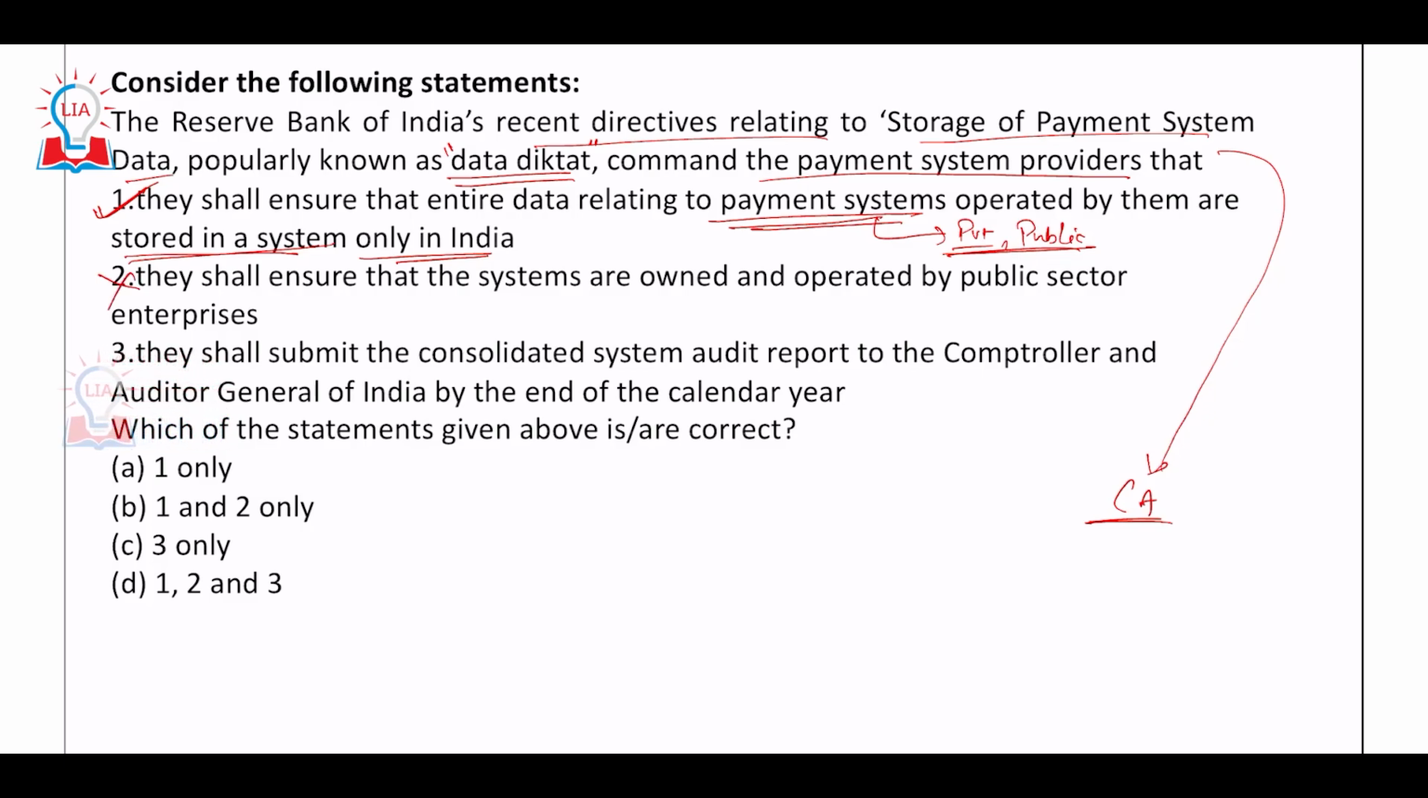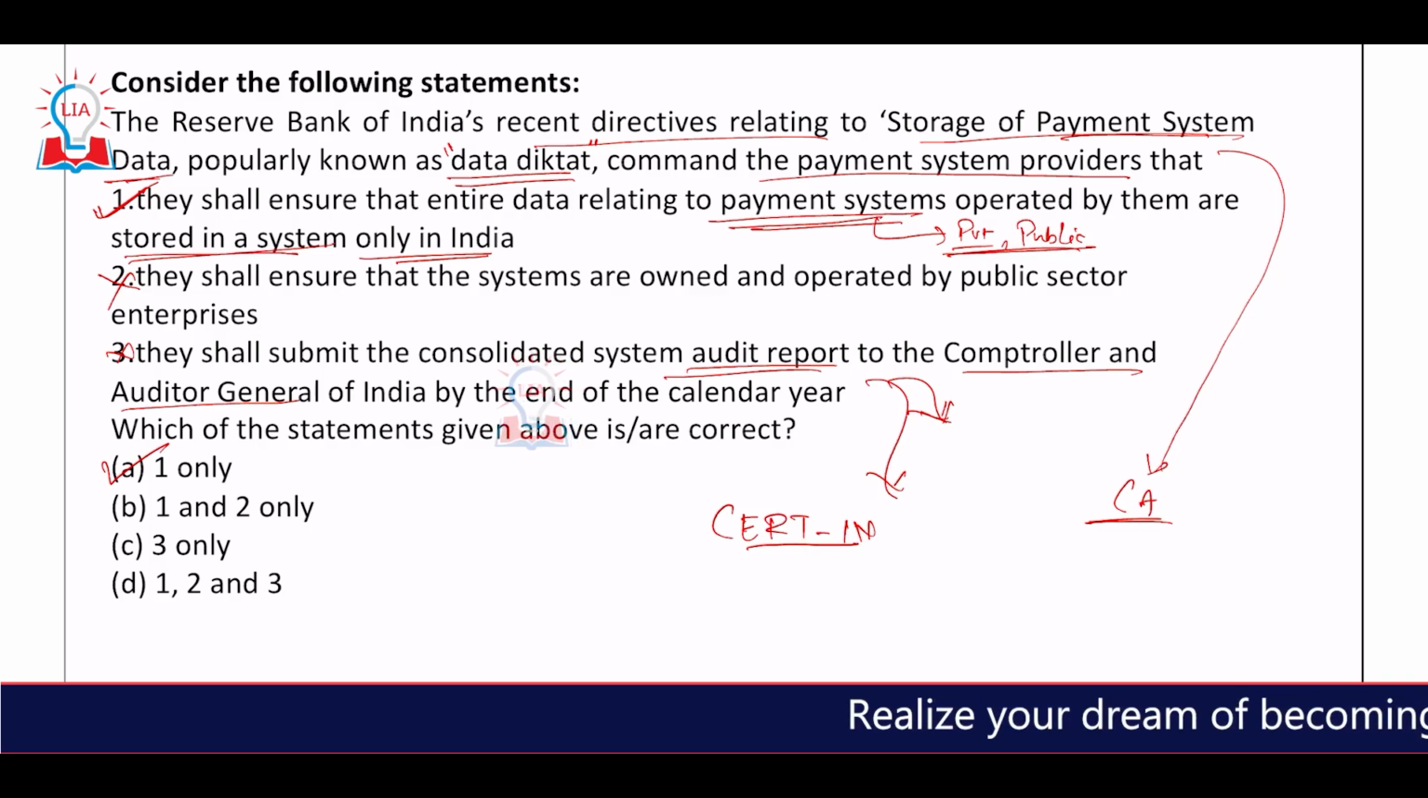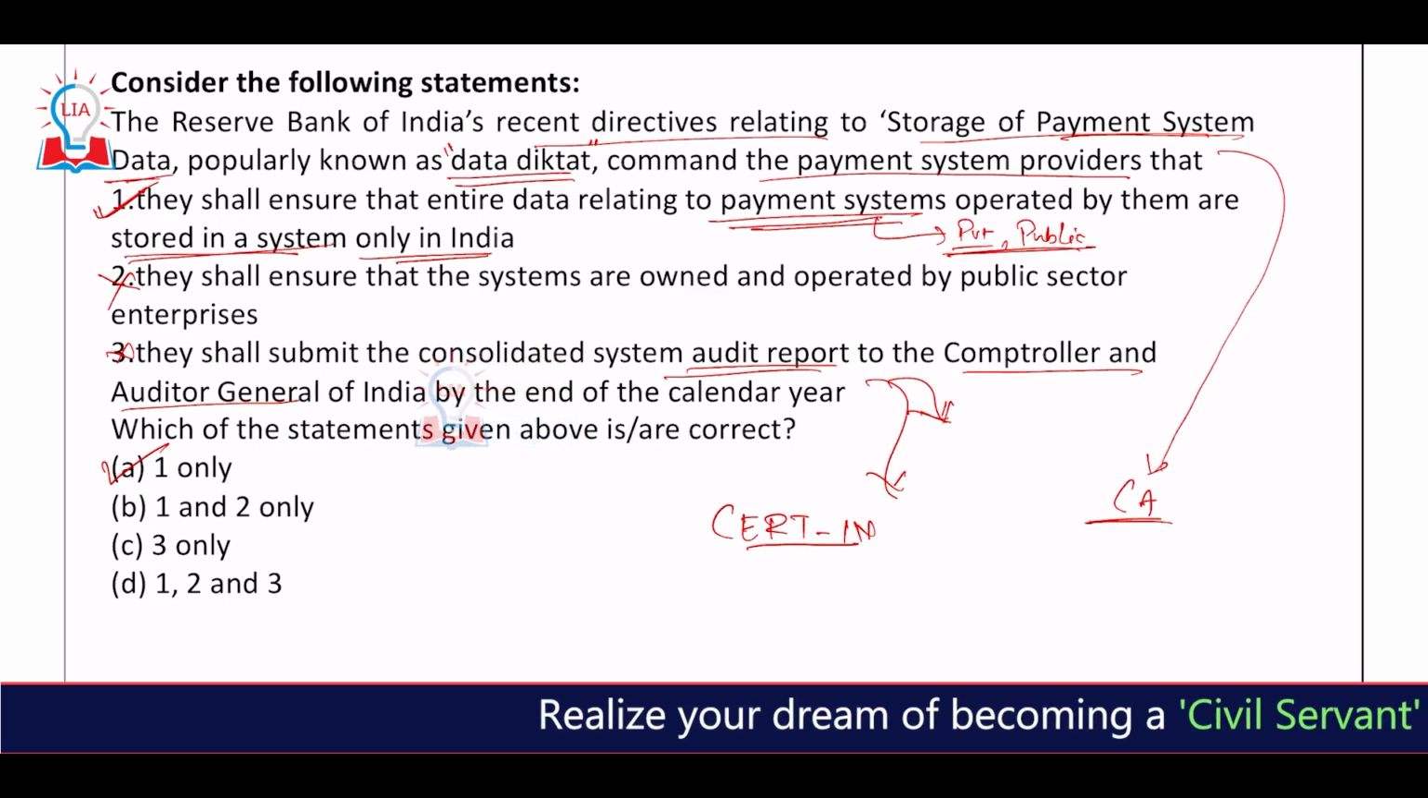Option 3, they shall submit the consolidated system audit report to Comptroller and Auditor General of India. Why did the Comptroller and Auditor General of India come into an issue which is so trivial, right? That is payment system data related. So for this reason, the answer would be one only, that is A. So who else would be the one who will be auditing this particular data? That would be done by CERT, right? That would be done by CERT-In. Okay. So that's about it.